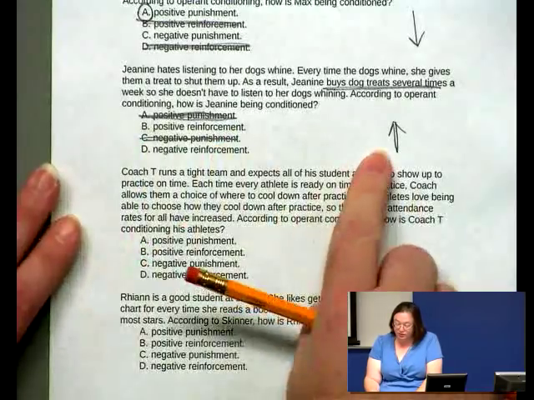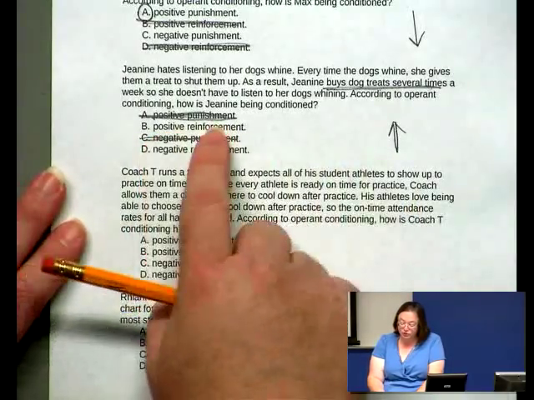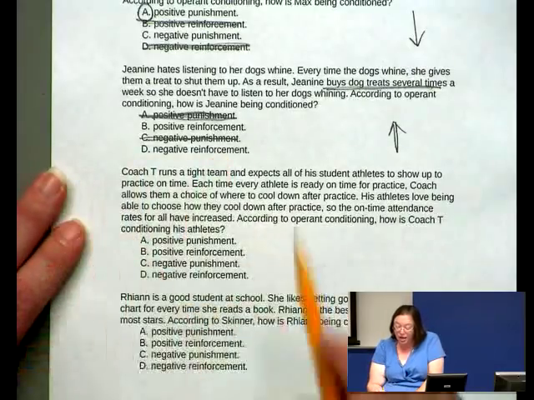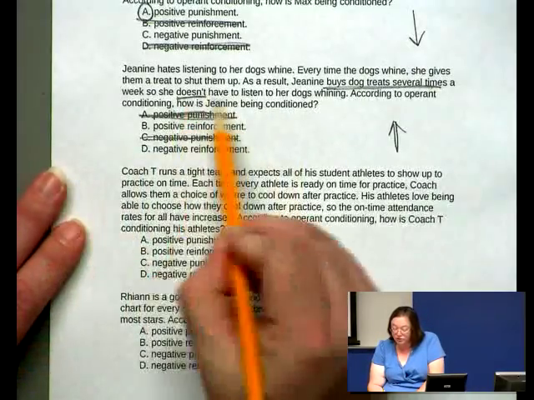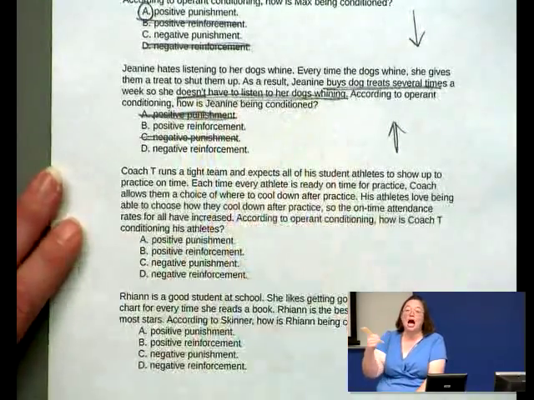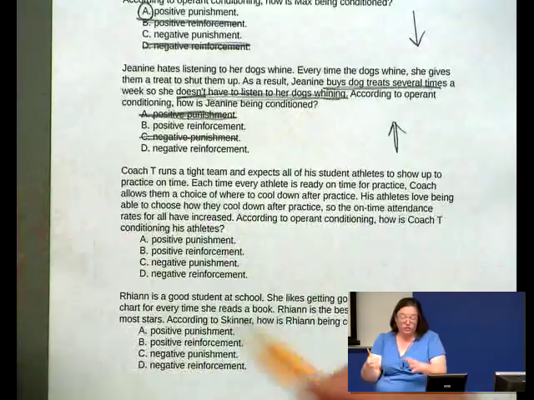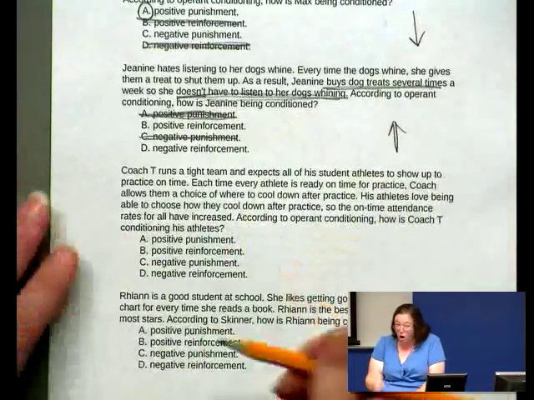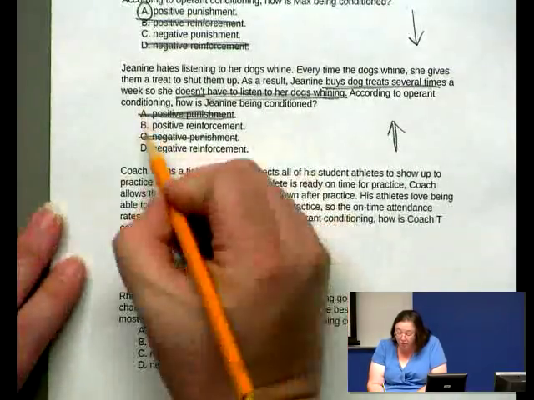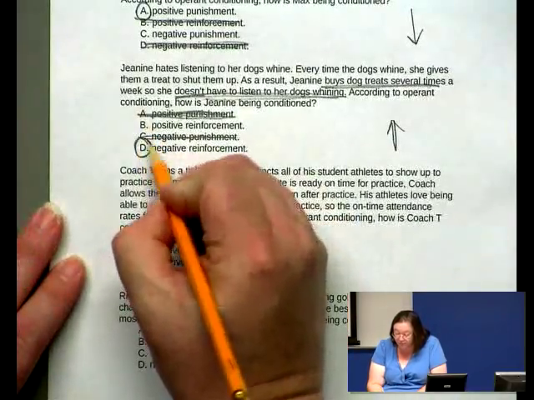Now this increase, is she getting something pleasant given to her or something unpleasant taken away? Is she escaping something? And you can see right here, she doesn't have to listen to her dogs whine. So she is getting out of listening to her dogs whine. She is escaping from her dogs' whining. Something unpleasant is being removed. So that would be a negative reinforcement.